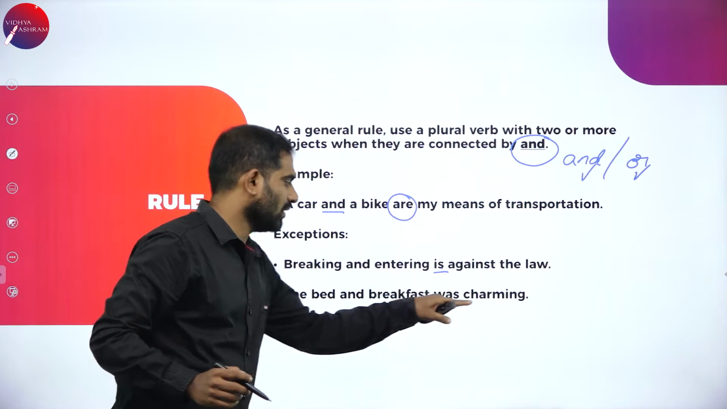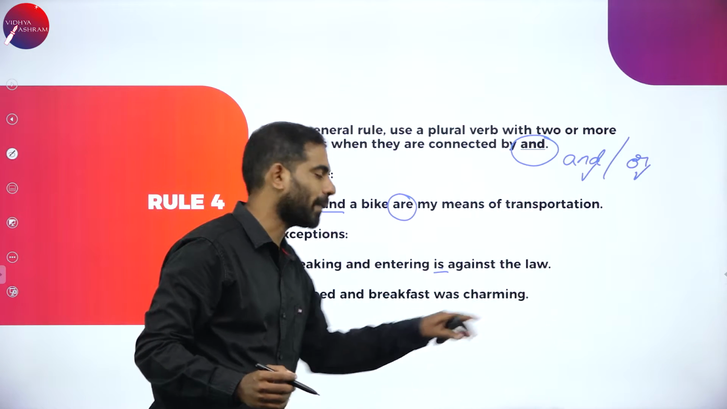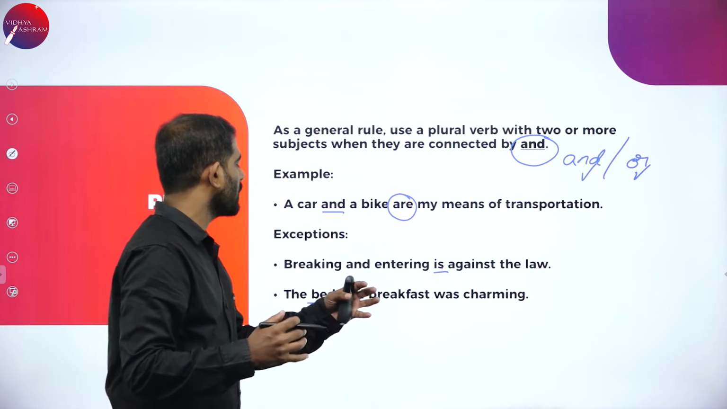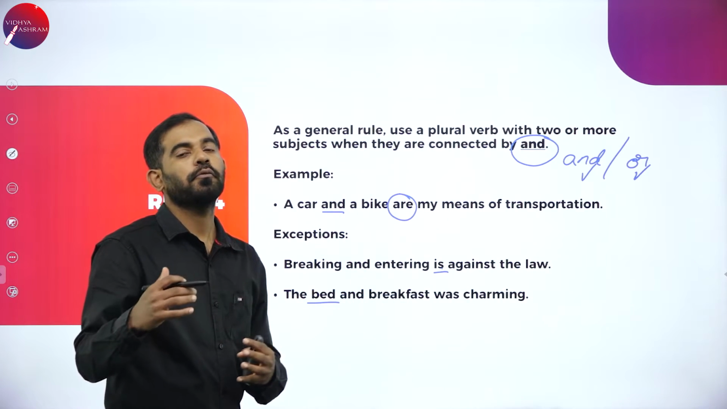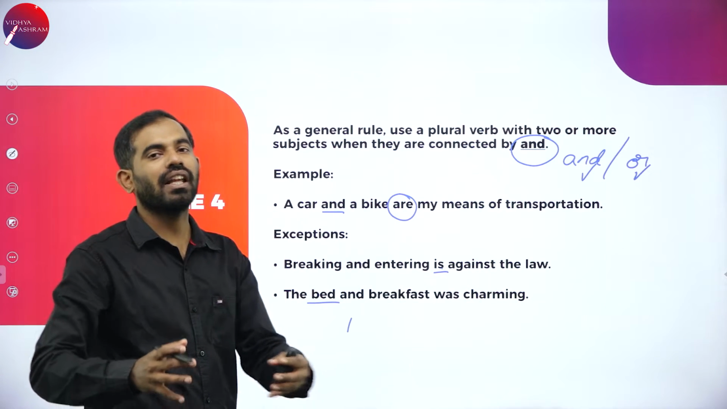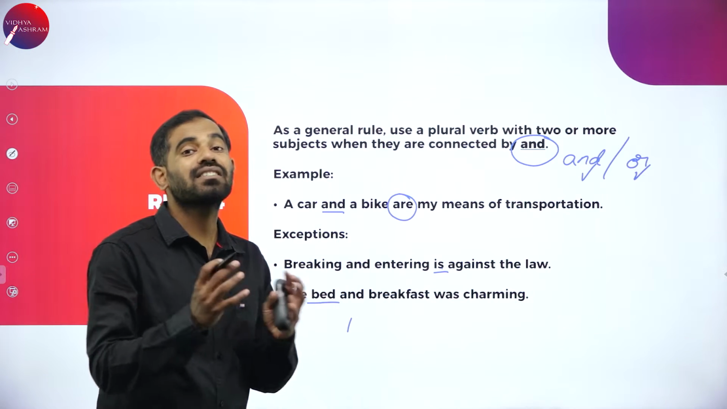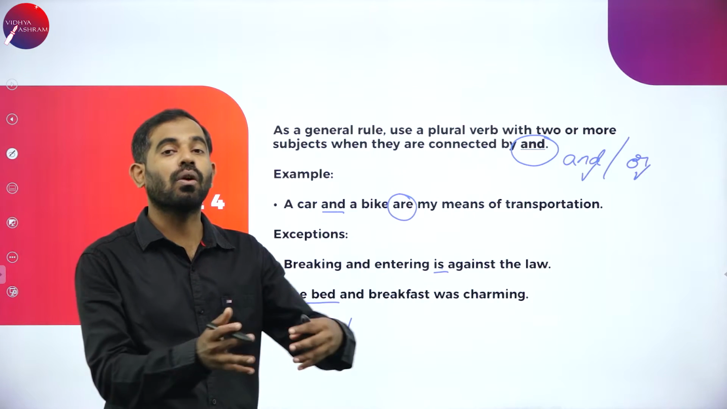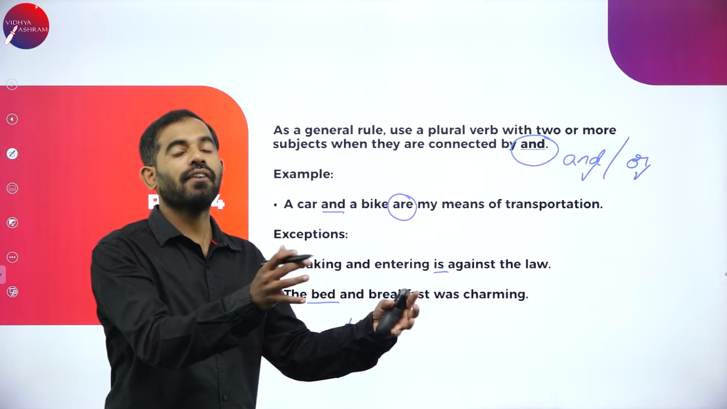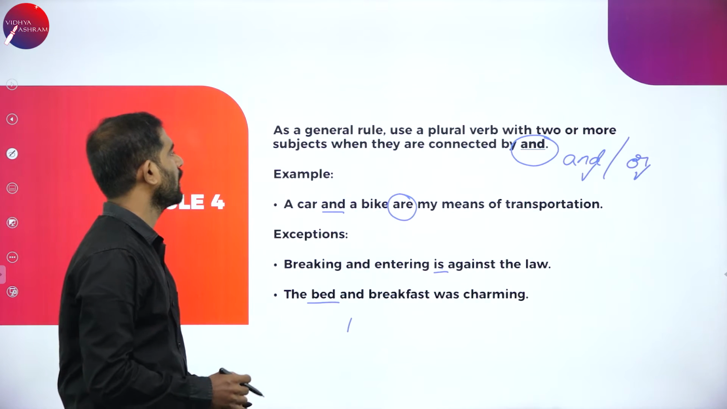Here, the second exception example: the bed and breakfast was charming. We are talking about the bed and breakfast, which becomes one, was charming. Just like bread and butter is good to eat in the morning. Slow and steady wins the race. It is not that slow is different and steady is different. Slow and steady wins the race. If it were two different entities, it would be win the race. I hope you are able to follow this.